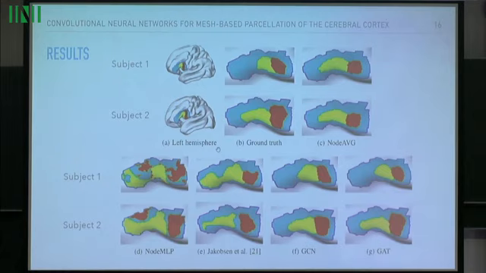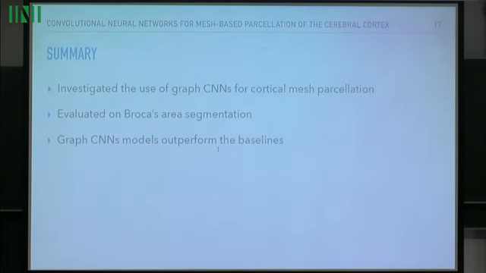The previous state-of-the-art of Jacobson and others over segments. And the graph-based models are much more faithful to the ground truth compared to the others. Okay, so in summary, we've investigated to what extent graph convolutional networks can be applied for mesh-based parcellation. We've got some pretty good results, setting the new state-of-the-art on this task, and we outperformed all the previous baselines.